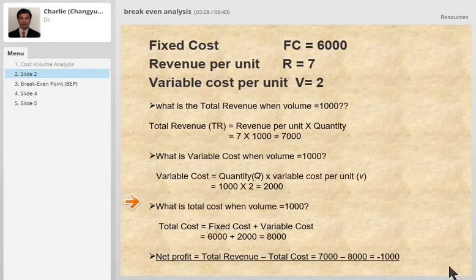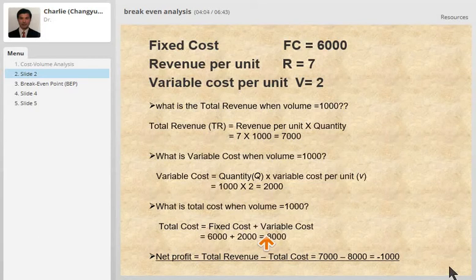Next, what is the total cost when volume equals 1,000? What is the total cost? We know total cost equals fixed cost plus variable cost, which equals 6,000 plus 2,000. 6,000 is the fixed cost. 2,000 here is our variable cost. The total is $8,000.